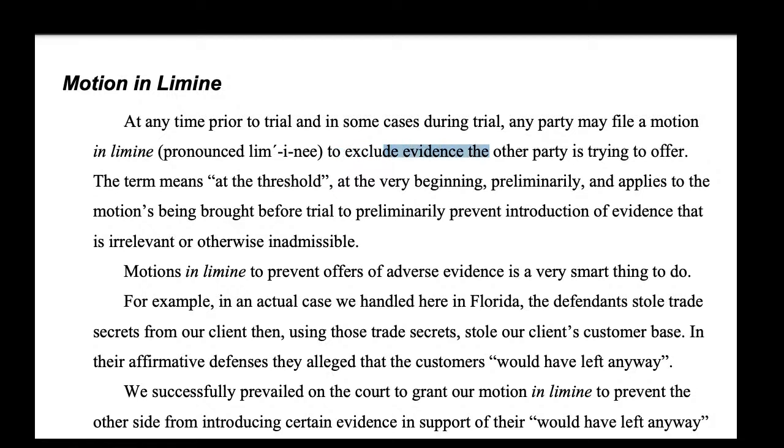To exclude evidence the other party is trying to offer. So a motion in limine is a motion to exclude evidence the other party is trying to offer. The term means at the threshold, at the very beginning, preliminarily, and applies to the motions being brought before trial to preliminarily prevent introduction of evidence that is irrelevant or otherwise inadmissible.